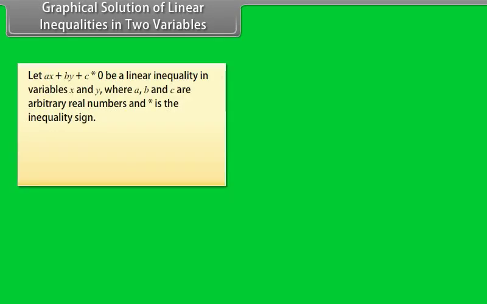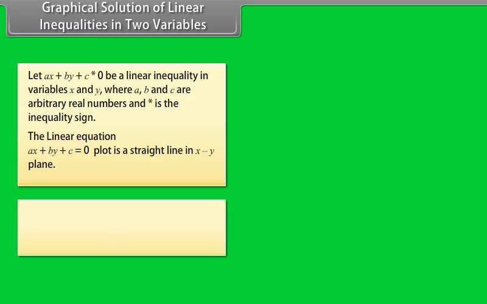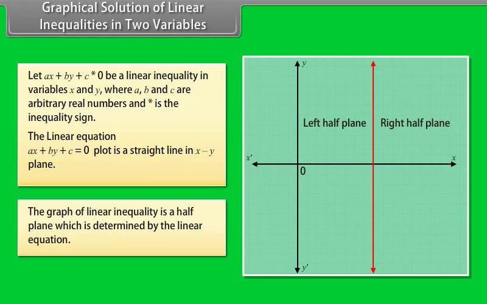Graphical solution of linear inequalities in 2 variables. Let ax plus by plus c star 0 be a linear inequality in variables x and y, where a, b and c are arbitrary real numbers and star is the inequality sign. The linear equation ax plus by plus c is equal to 0 plots a straight line in the xy plane. Below are examples of straight lines in the xy plane, which divide the xy plane into 2 halves. The graph of a linear inequality is a half plane, which is determined by the linear equation.